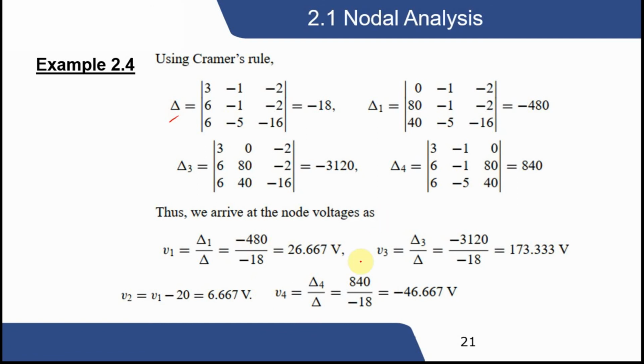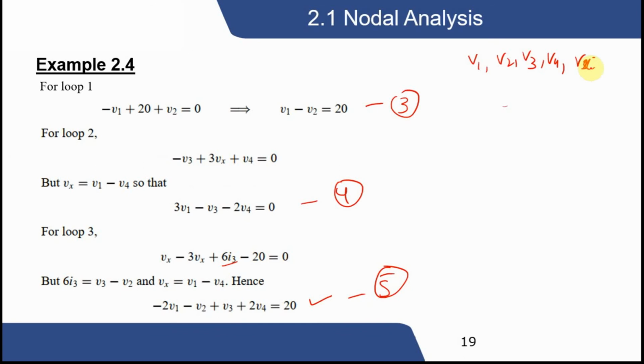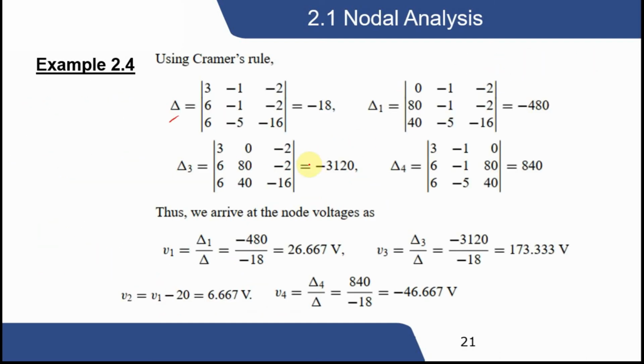We already have v1, v3 and v4. What is remaining? We don't consider vx, because we already reduced vx into v1 and v4, so no need to calculate it. You can calculate vx if you have v1 and v4. Currently we have v2 remaining, and v2 is v1 minus 20. We put v1 as 26, minus 20, and it becomes 67.6 volts. This is the way we calculate the super node problems.